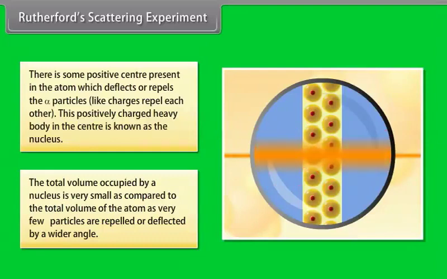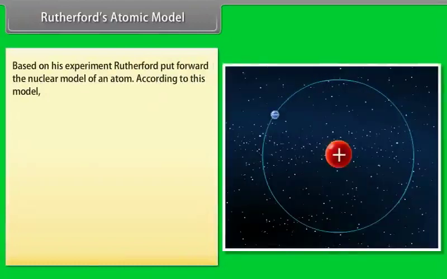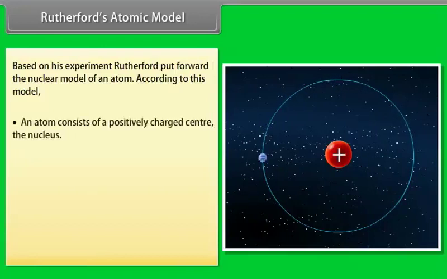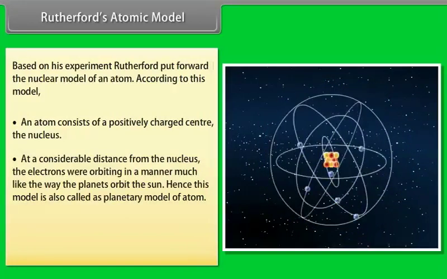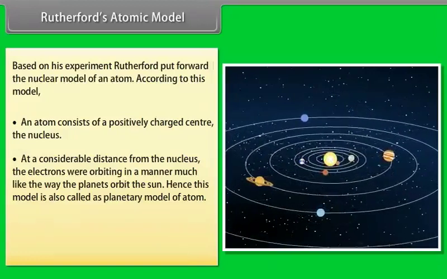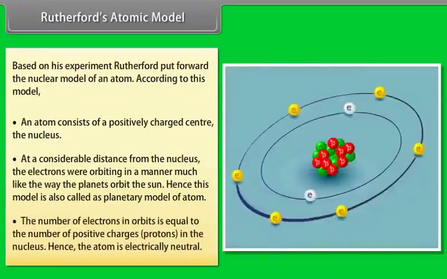Rutherford's atomic model. Based on his experiment, Rutherford put forward the nuclear model of an atom. According to this model, an atom consists of a positively charged center, the nucleus. At a considerable distance from the nucleus, the electrons were orbiting in a manner much like the way the planets orbit the Sun. Hence, this model is also called as planetary model of atom. The number of electrons in orbits is equal to the number of positive charges, protons, in the nucleus. Hence, the atom is electrically neutral.